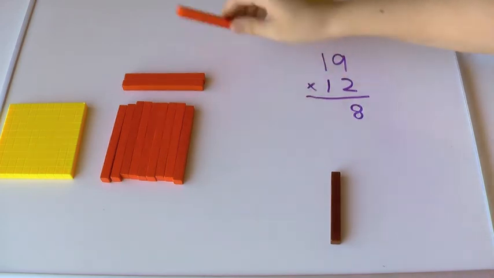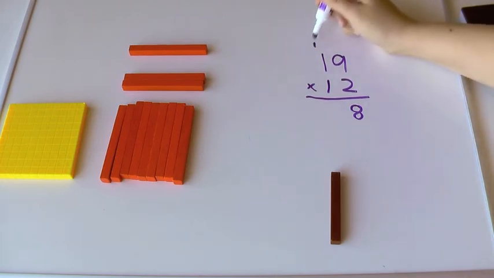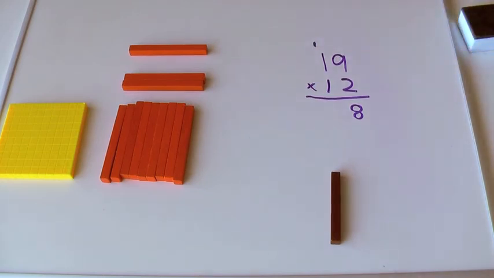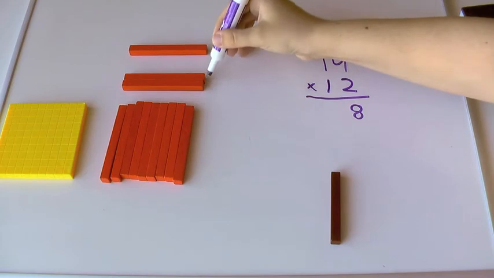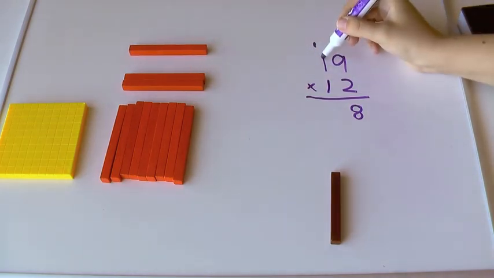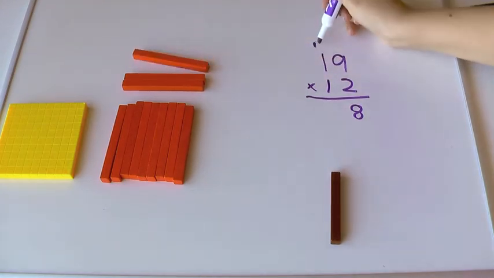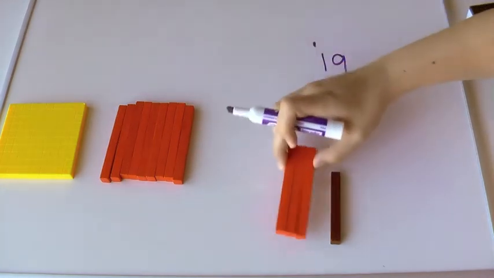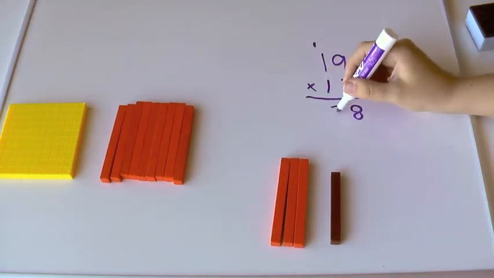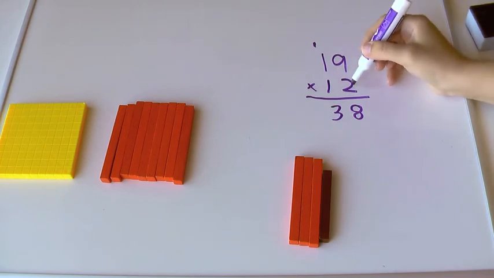And we'll bring our 10 and put it up here for now. Just keep track of it. And then we're going to do 2 times 10. 2 times 10. That would be 20. And don't forget about our extra 10 right here. So altogether that is 30. So we have 38 when we multiplied 19 times 2.